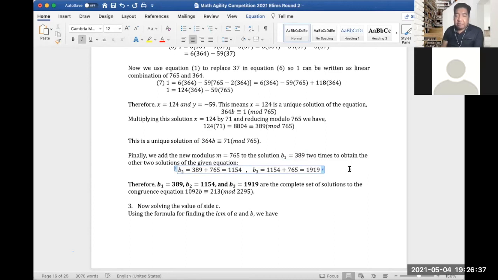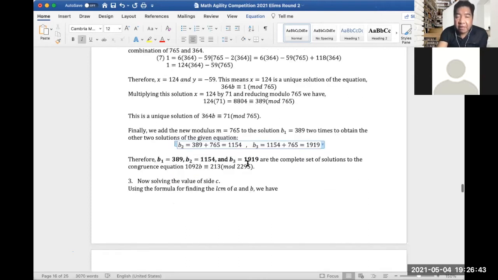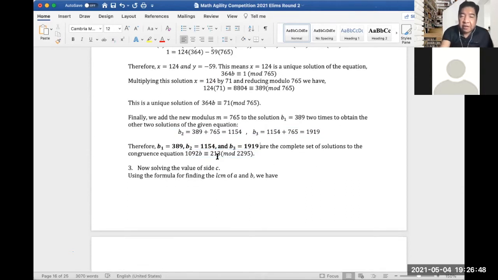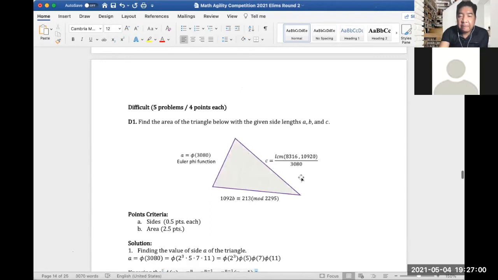We have 389, and then B2 is 1154, and then B3 is 1919. So those are the solutions of our original congruence equation here. So we have already solved A and the 3 solutions for B. Now the last part of the triangle is C.